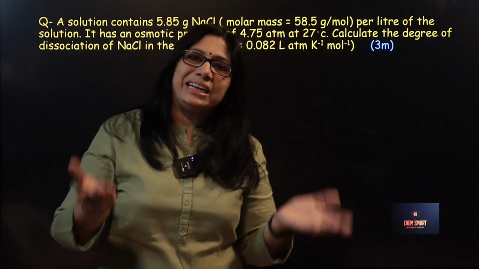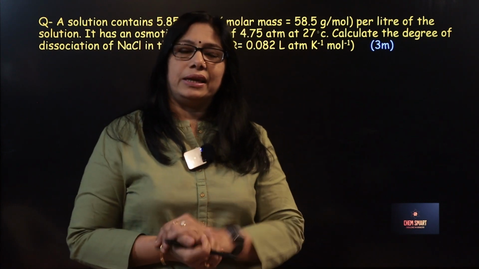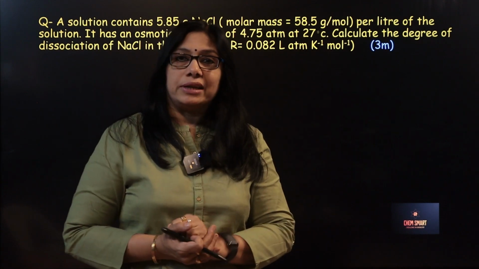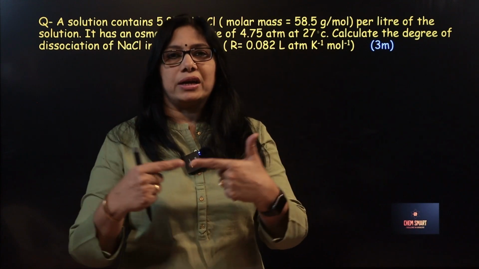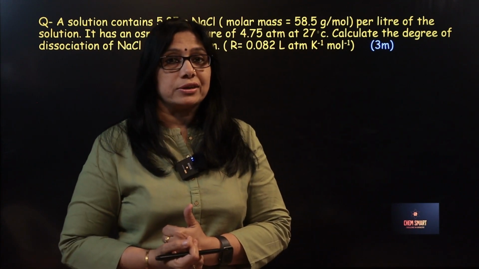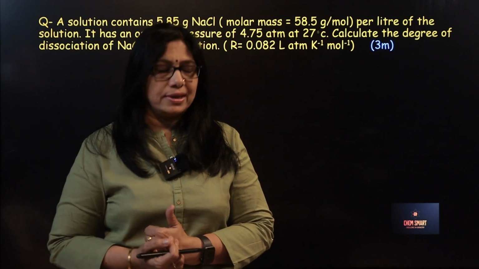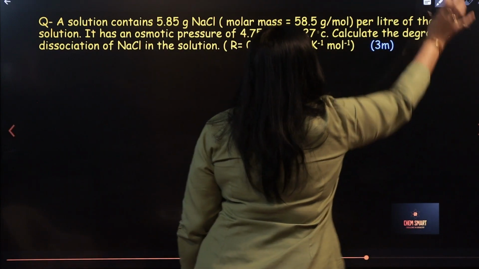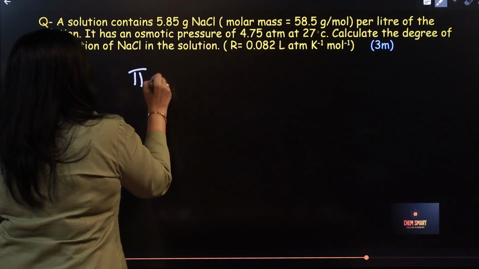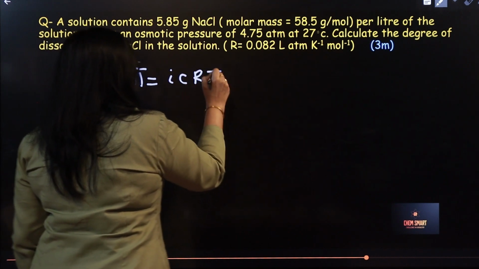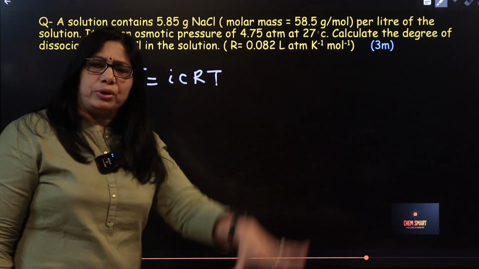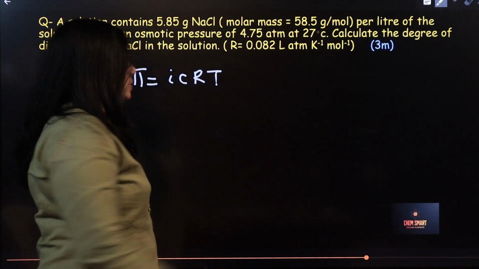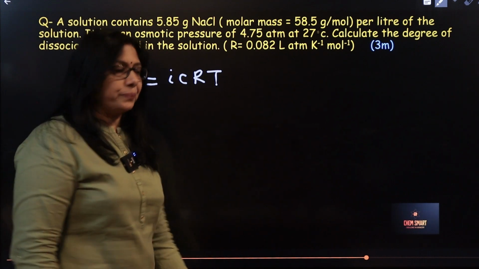Whenever you are asked degree of dissociation in a colligative property question, always think about Van't Hoff factor. Once you get the Van't Hoff factor, you can connect it to alpha, degree of dissociation. Clear? We have done questions like that previously. So let us see what is the formula to calculate osmotic pressure. Pi is equal to i into CRT. So in such cases, it is compulsory to include i, degree of dissociation. You have to go through Van't Hoff factor, right? So pi is equal to i into CRT.